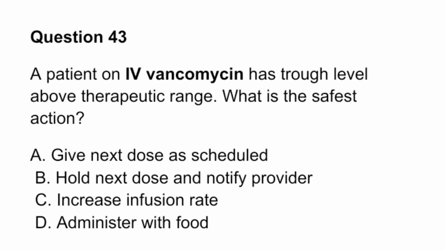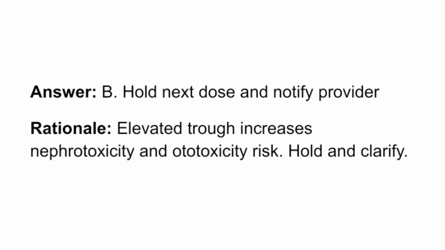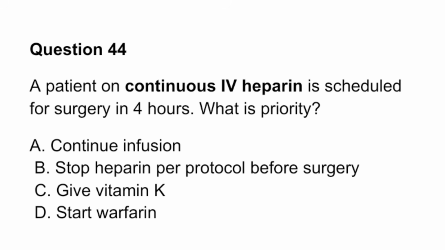Question 43. A patient on IV vancomycin has trough level above therapeutic range. What is the safest action? A. Give next dose as scheduled. B. Hold next dose and notify provider. C. Increase infusion rate. D. Administer with food. Answer. B. Hold next dose and notify provider. Rationale: elevated trough increases nephrotoxicity and ototoxicity risk. Hold and clarify.